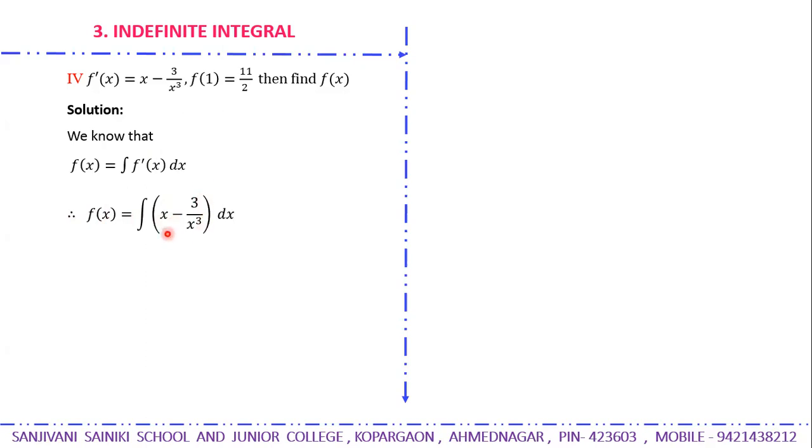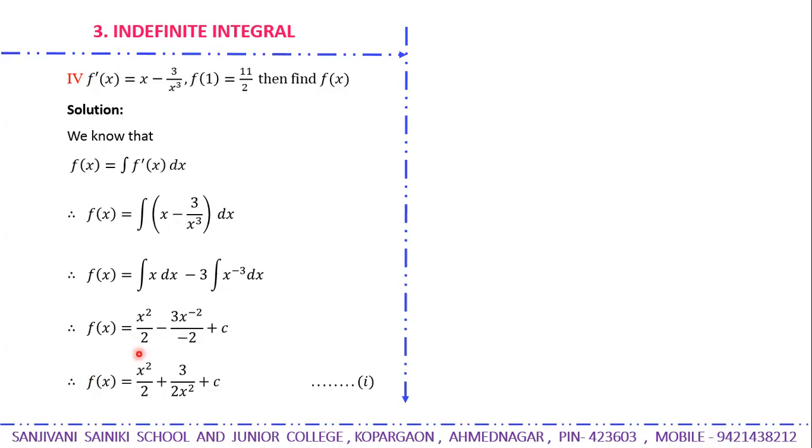Now how to find this integral? The integral of 1 upon x cube is x raised to minus 3. The integral of x is x square upon 2, and the integral of x raised to minus 3 is x raised to minus 3 plus 1 upon minus 3 plus 1. So f of x is x square upon 2 plus 3 upon 2 x square plus c. This is our f of x, where plus c is the constant of integration. This is our equation number 1.